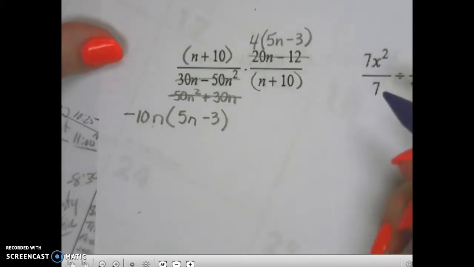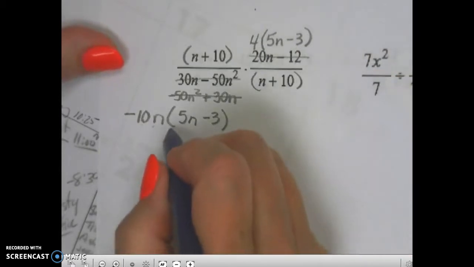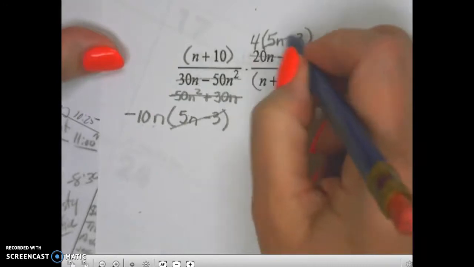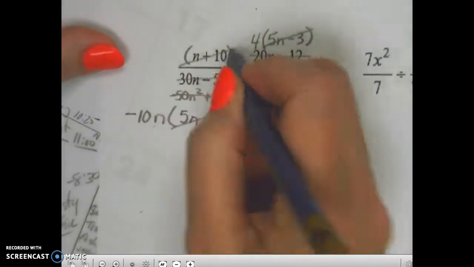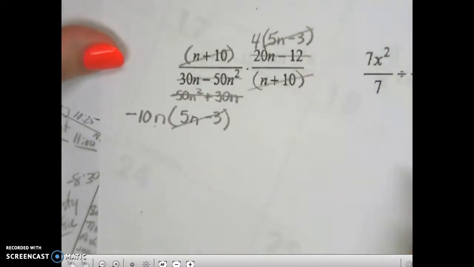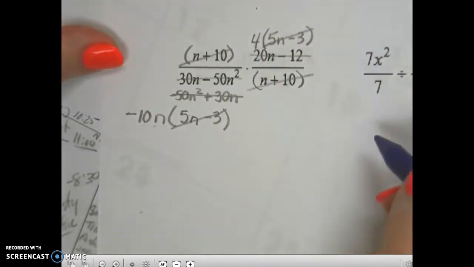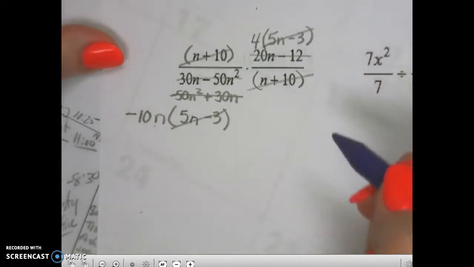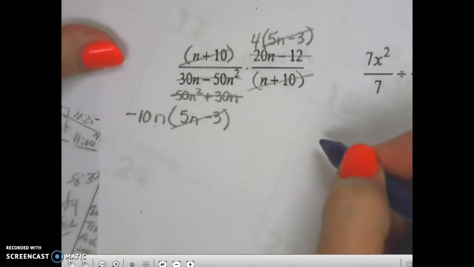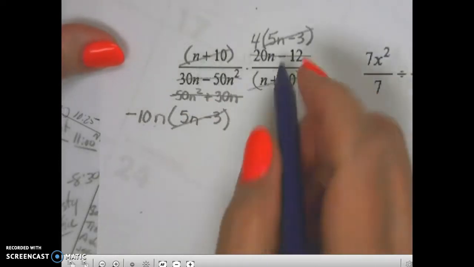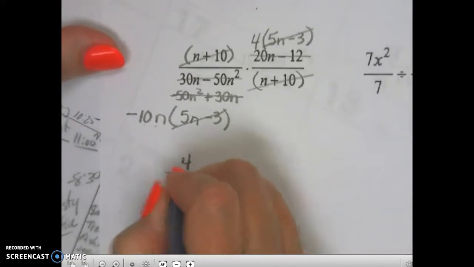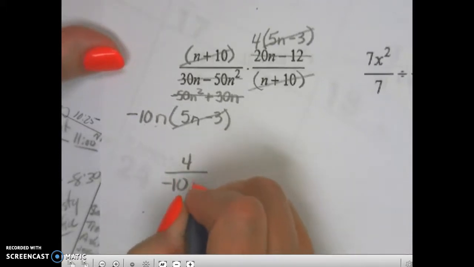Well, I look, I see 5n minus 3 and 5n minus 3. I see n plus 10 and n plus 10. Remember that when you cancel, you have to cancel one thing from the top and one thing from the bottom. That is a must. So that leaves me on top of 4, and it leaves me on bottom negative 10n.